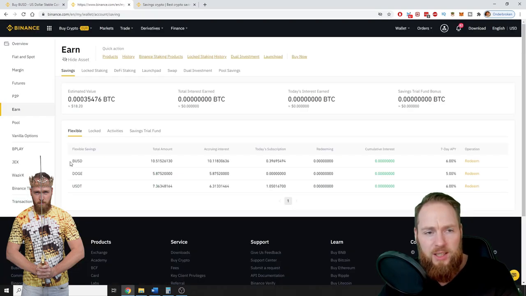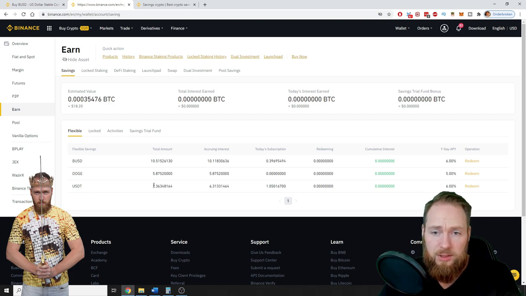So as you can see here, my flexible savings, Binance USD, and then USDT. So 0.39. Binance USD. So I went from 10.11 to 10.51. And then I went from $6 to $7 in just 2 days.